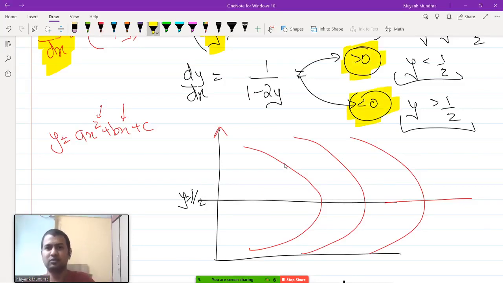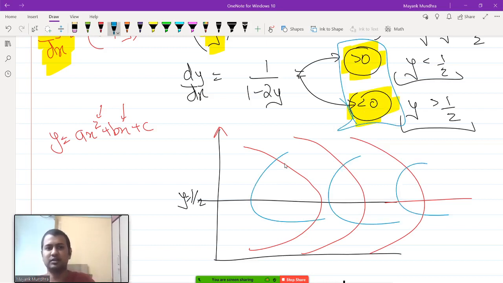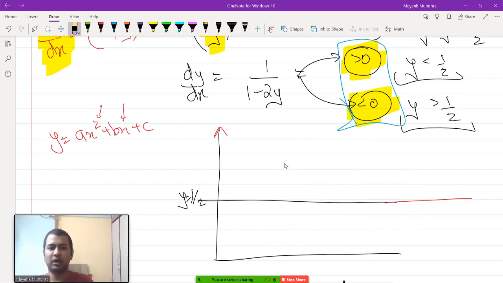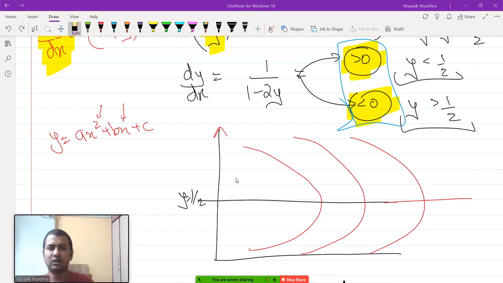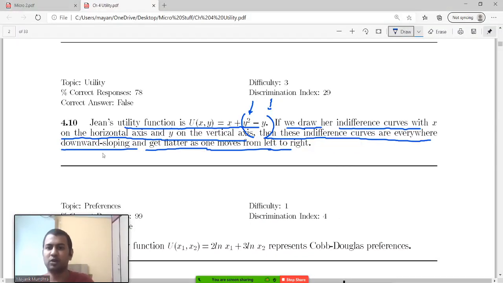So do they look like this or do they look like this? So the answer is hidden in these two things. So they don't look like the blue curves, they actually look like the red curves. So positively sloped below and negatively sloped above. So they are not going to be always downward sloping, so they are not everywhere downward sloping. So this part is wrong, so that's why the answer is false.